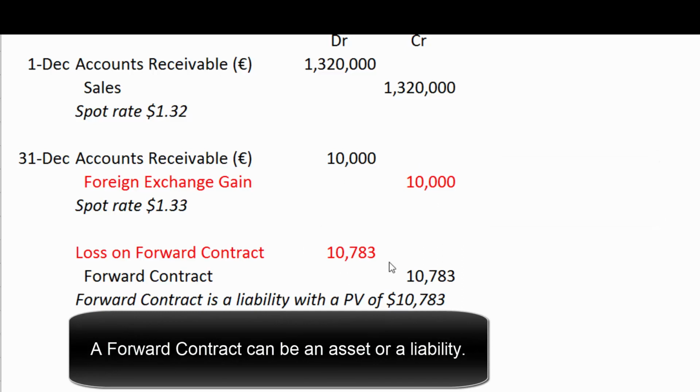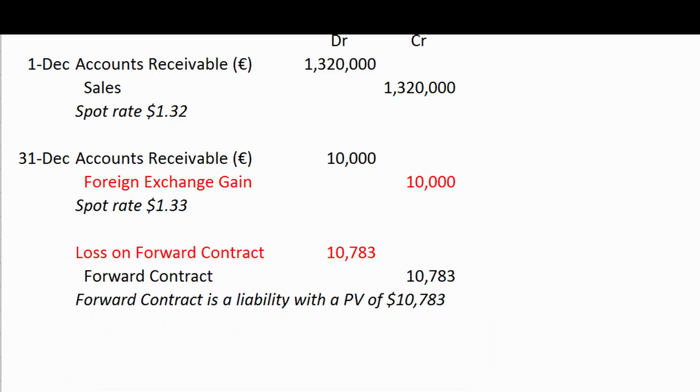But now that contract has a liability attached to it. It's not such a good deal. Well, how do we find the fair value of a forward contract? We look at what kind of deal we would get at December 31st if we signed that forward contract then.